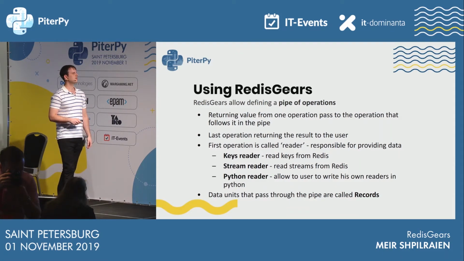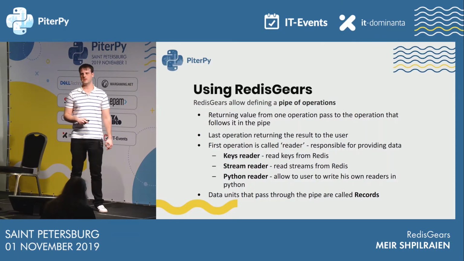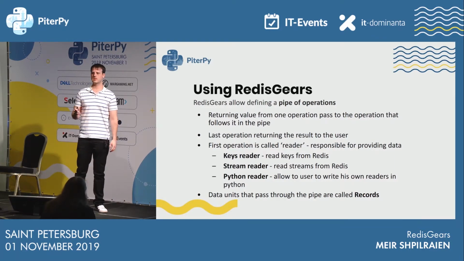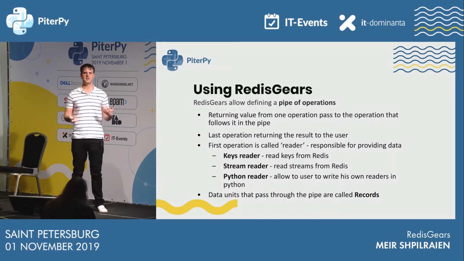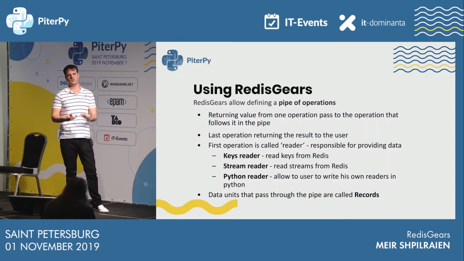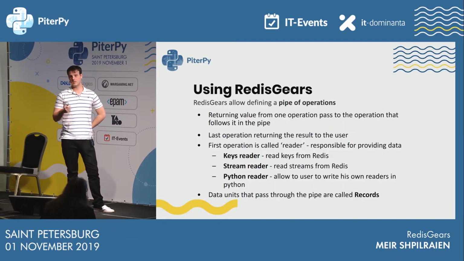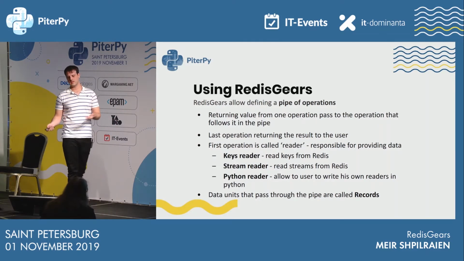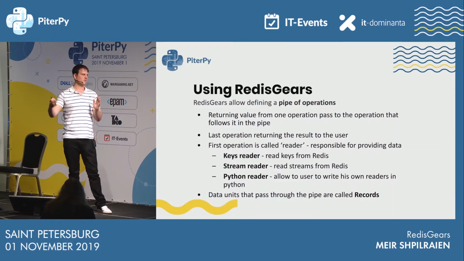We currently implemented the keys reader that allows you to read the keys from Redis. We have a stream reader that allows you to read a stream data type from Redis. Whoever heard about the stream data type in Redis? Okay, so a stream data type is like Kafka. It's a queue of messages, and the stream reader allows you to read the messages from this queue. And we have the Python reader that allows you to write a reader in Python. So you can read from wherever you want. You can read from a file system. You can read from Kafka.